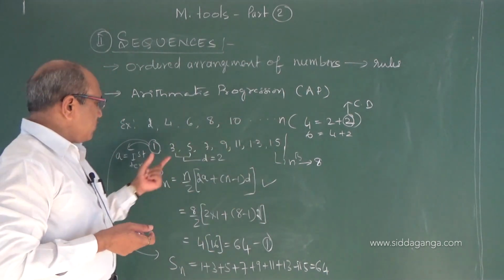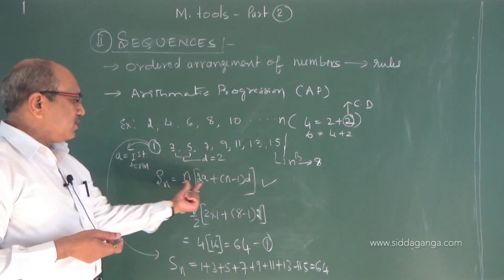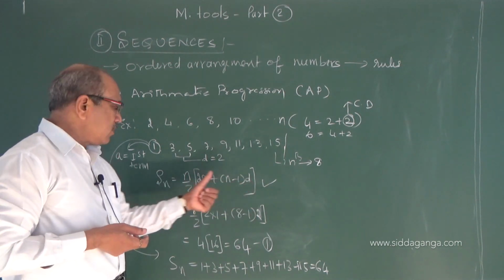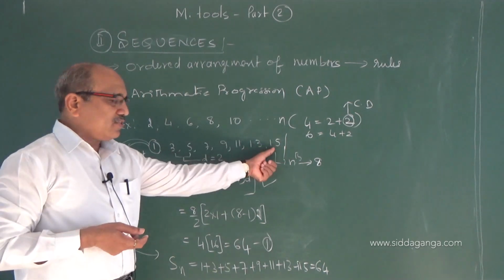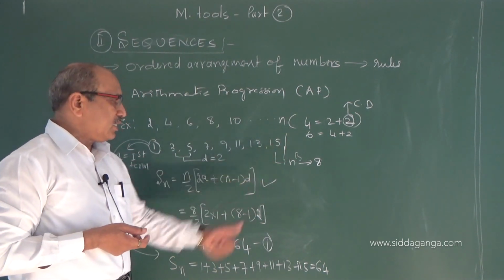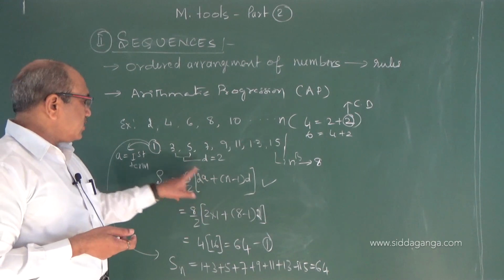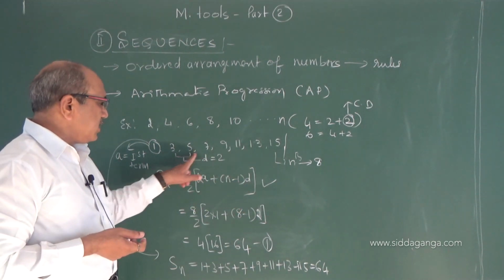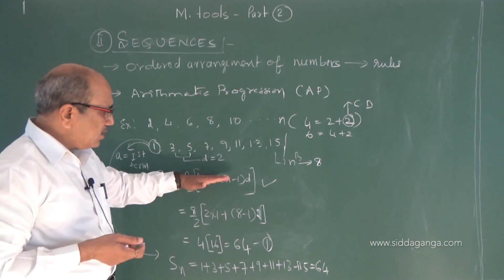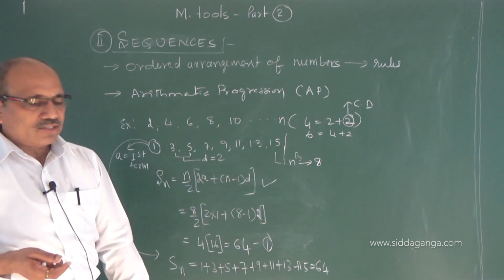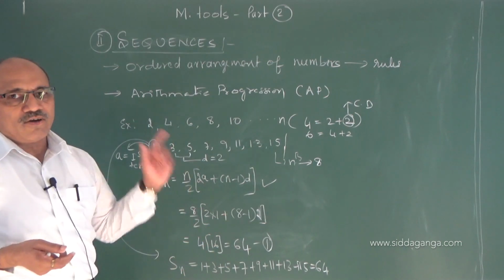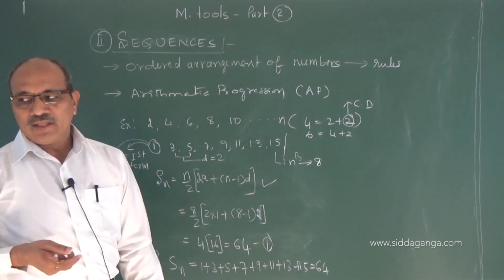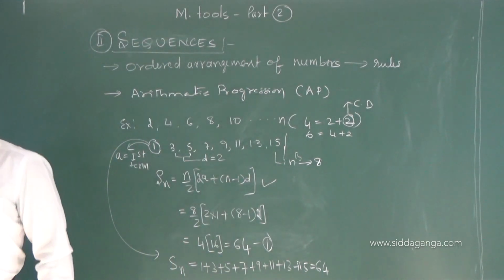In that case, the sum of n terms is obtained with this relation: n by 2 into 2a plus n minus 1 into d, where n is the number of terms in the progression, a is the first term and d is the common difference. Using this relation, we can get the sum of n terms of an arithmetic progression. So note it down.